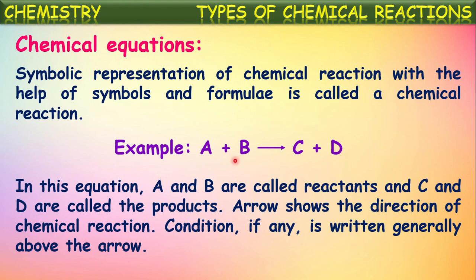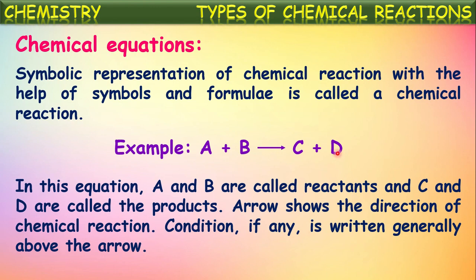And in between these reactants and products, an arrow mark is there. This arrow mark shows the direction of the chemical reaction, meaning in which direction this reaction is occurring. That means A and B are reacting with each other to form C and D. That is indicated by this arrow mark towards C and D from A and B.